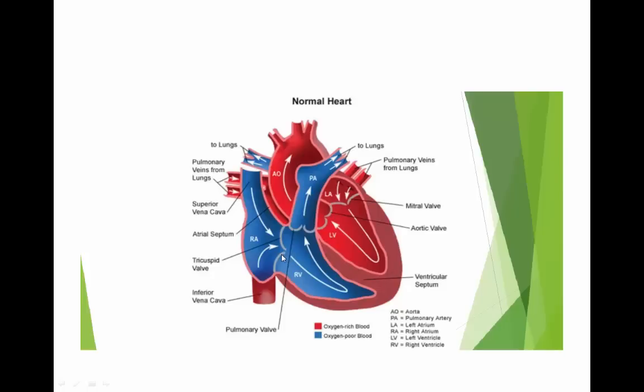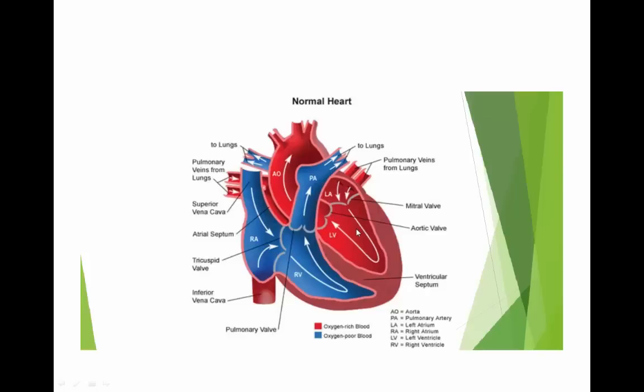Then the AV valves close to have the semilunar valves, which are the pulmonary valve and the aortic valve, open in systole, receive blood from the right ventricle to the pulmonary artery to be oxygenated in the lungs, and then receive back oxygenated blood to the left atrium, already oxygenated, and then it passes to the left ventricle via the mitral valve.